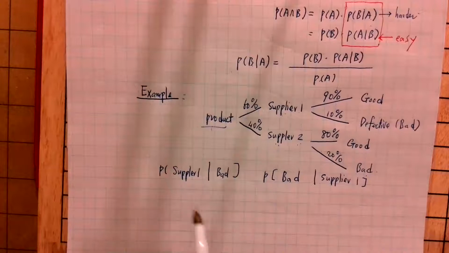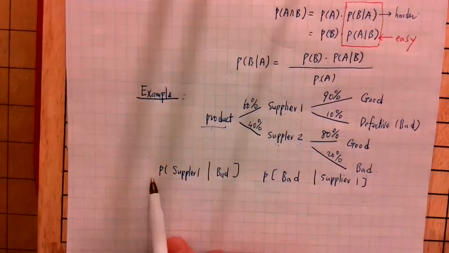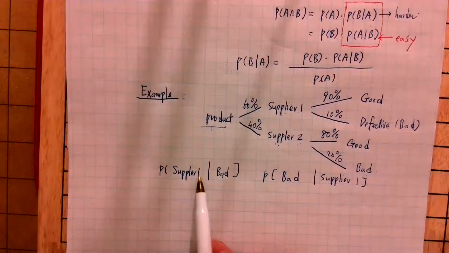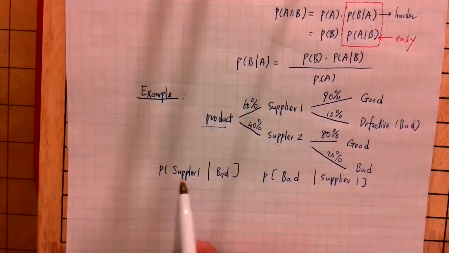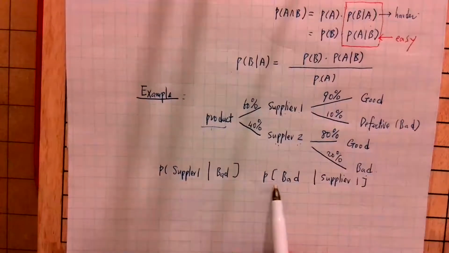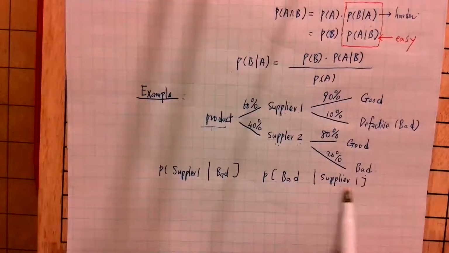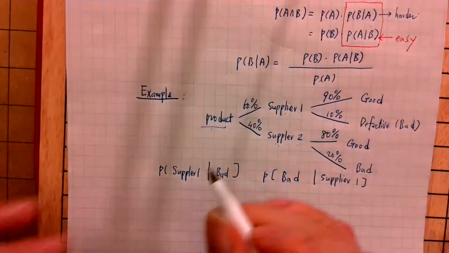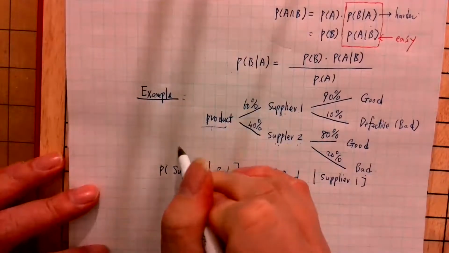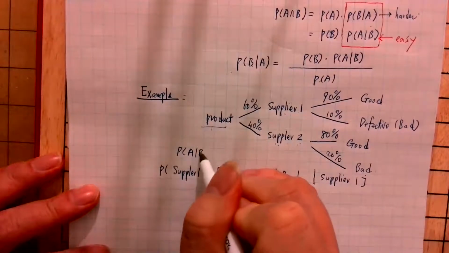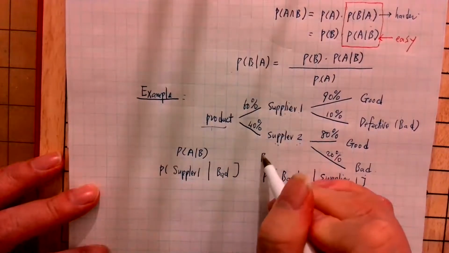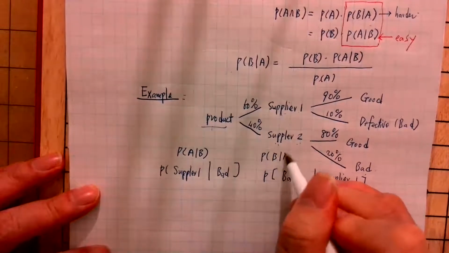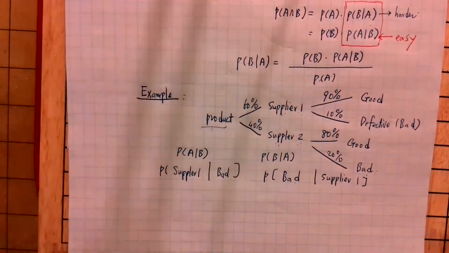Now, look at these two conditional probabilities. Probability of supplier 1 given this is bad: how likely is it from supplier 1? And this is, given this is supplier 1, how likely is it bad? Okay? Are you with me so far? If I call this A given B, then this is B given A. So far, so good?